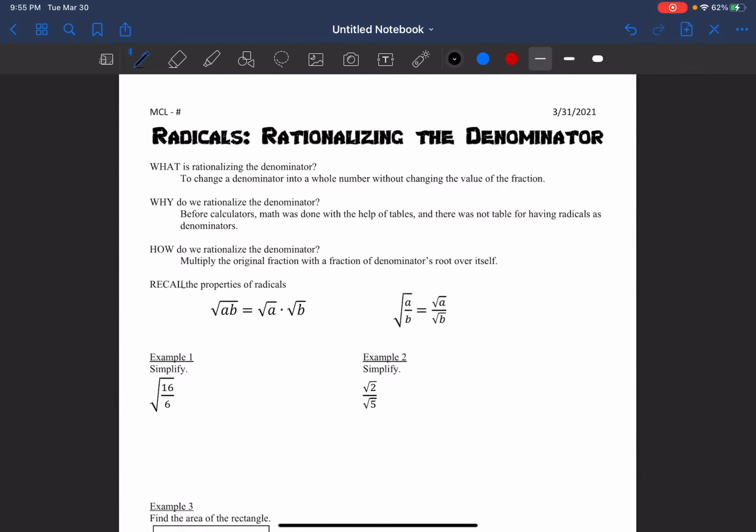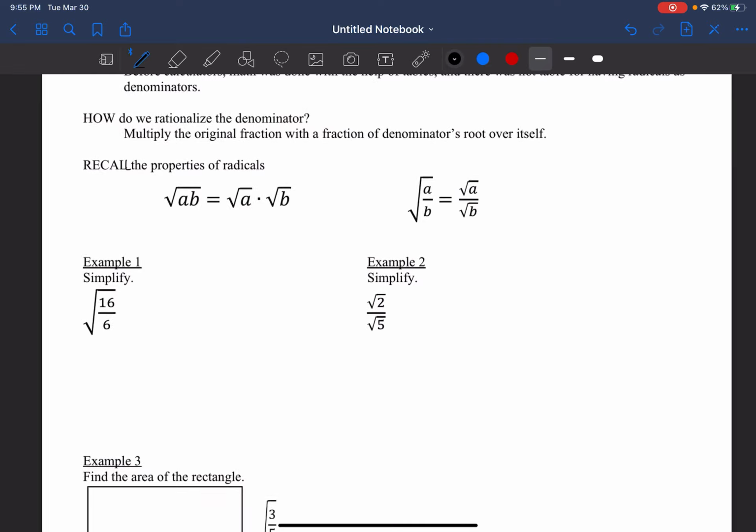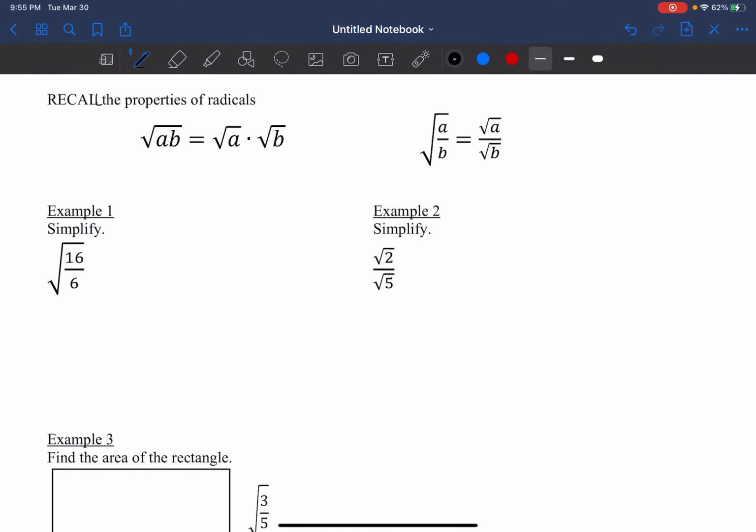But we are going to use two properties that we need to recall for us to do our work properly. The first property is this one right here: when we have the square root of two factors, or two numbers being multiplied together, a times b, we can split that up as the square root of a times the square root of b. We can go backwards as well, or from right to left. From here, if we have two different square roots, we can join them together and have them multiplied under one radical.